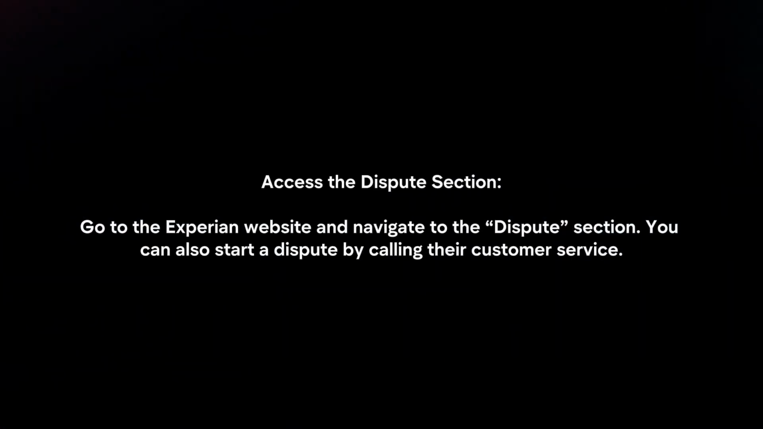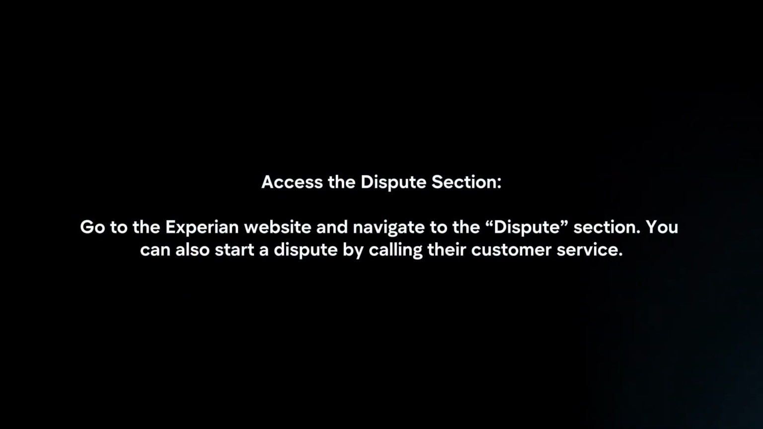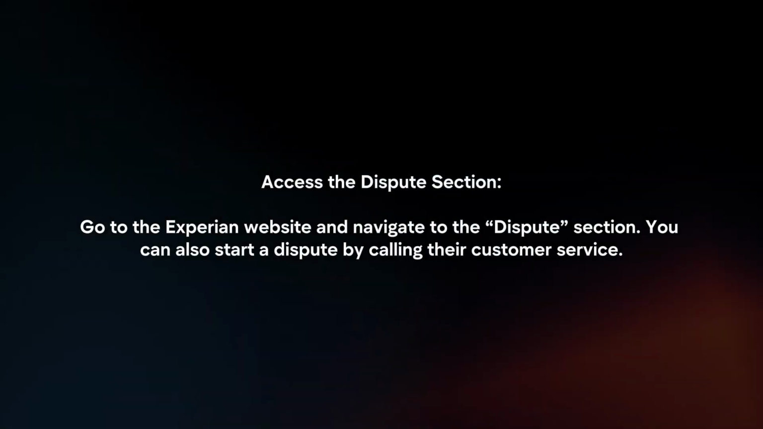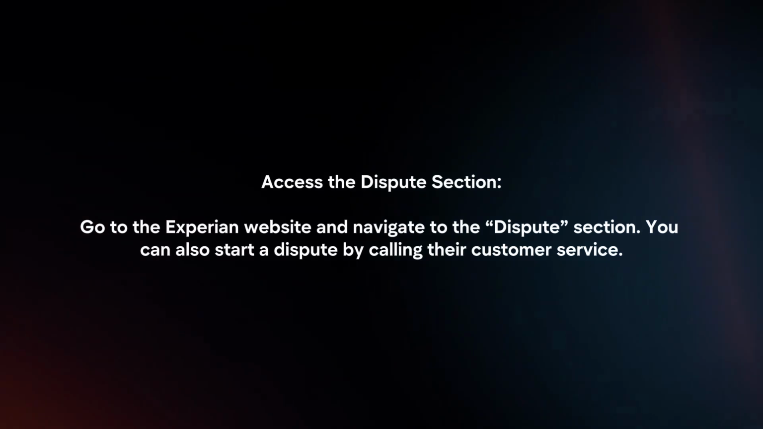Review your report. Carefully review your credit report to identify any inaccuracies or items you wish to dispute. Access the dispute section. Go to the Experian website and navigate to the dispute section. You can also start a dispute by calling their customer service.